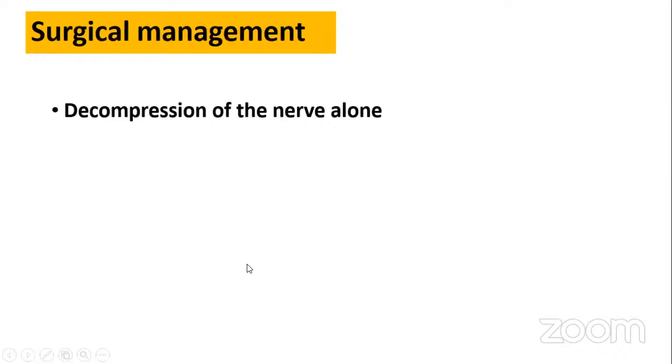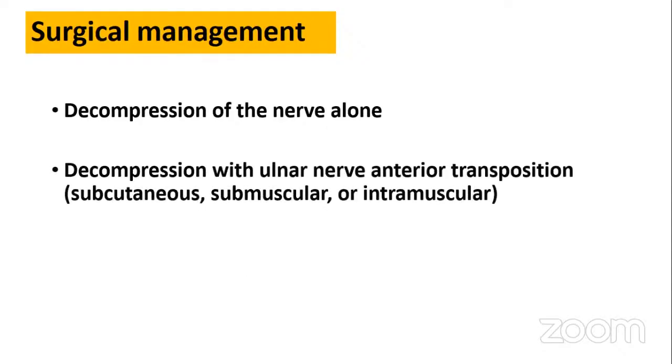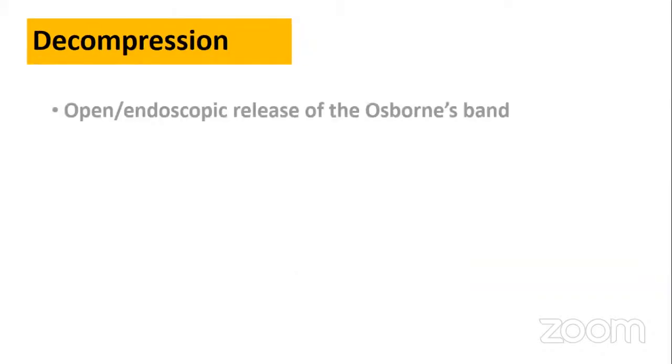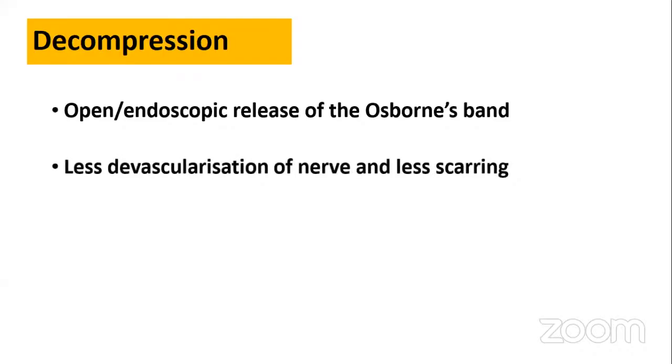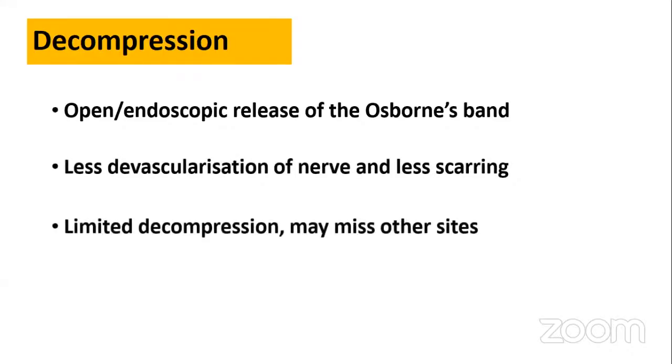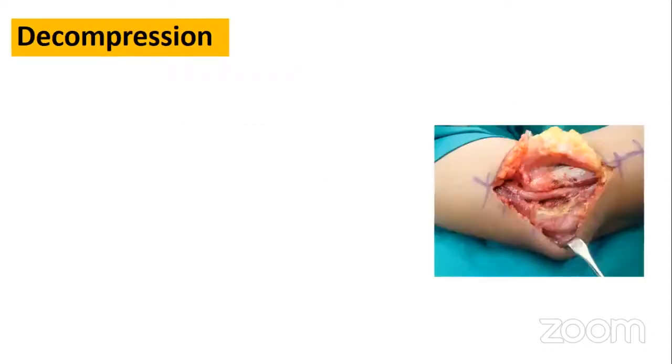Surgical management: either you do decompression of the nerve alone, or you combine it with ulnar nerve transposition, whichever route I'll tell you later, or you take off the medial epicondyle so that the nerve glides easily there. Decompression, open or endoscopic release, can also be done here, of just the Osborne's band or ligament. It causes less devascularization of the nerve, less scarring, and limited decompression. There might be other sites, like I showed you the medial intermuscular septum or ligament of Struthers, so you need to be careful that you're not missing them. This is a decompression.